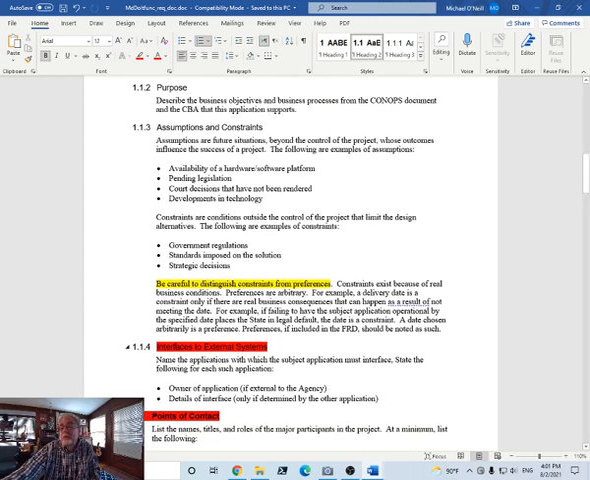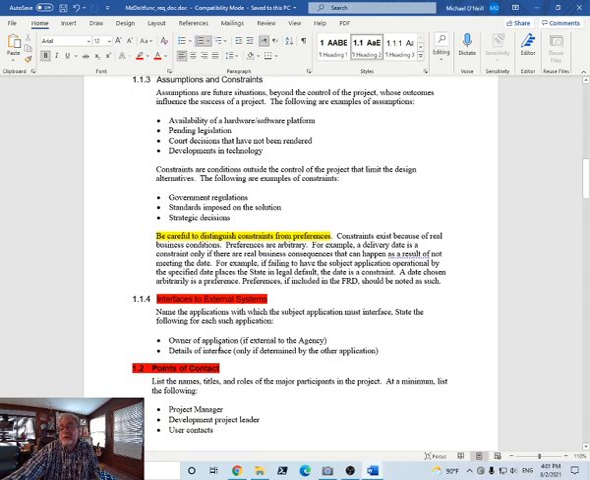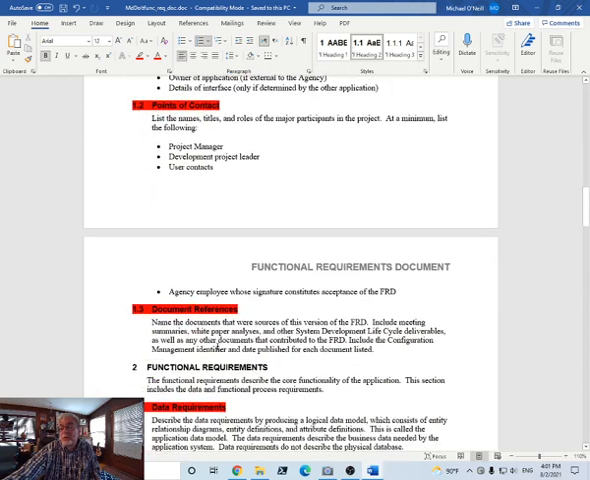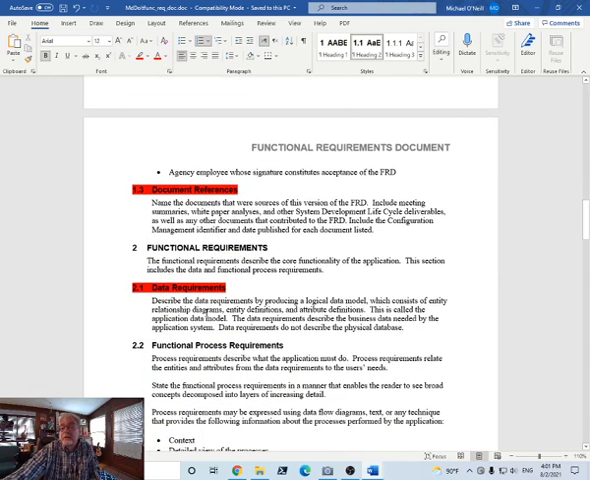Okay, 1.1.4 I've got in red. That's because you don't have to worry about it unless you feel like putting it in there. Same with 1.2. 1.3 document references, don't worry about that. Okay, paragraph 2, and this is the key paragraph, functional requirements. The first paragraph is 2.1, data requirements.